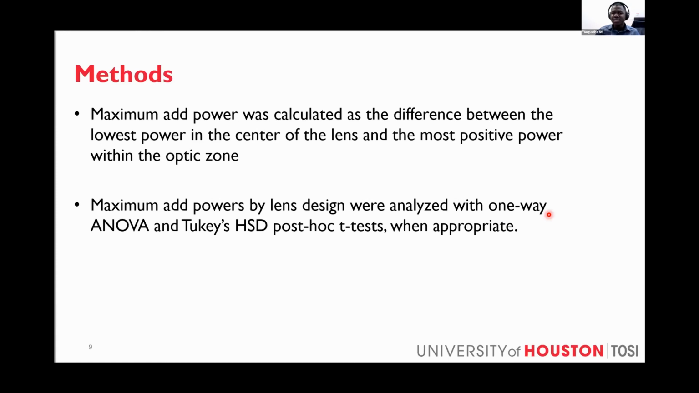And additionally, because these lenses were expected to have very different designs, and because there's no standard on how to report on the add power of multifocal contact lenses, we defined the maximum add power as the difference between the lowest power in the center of the lens and then the most positive power anywhere within the optic zone. And this allowed us to capture the maximum add power irrespective of where it was located in the power profile of the contact lens. And then we used a one-way ANOVA and adjusted post-hoc t-test for analysis.